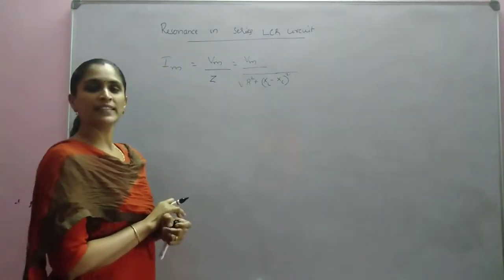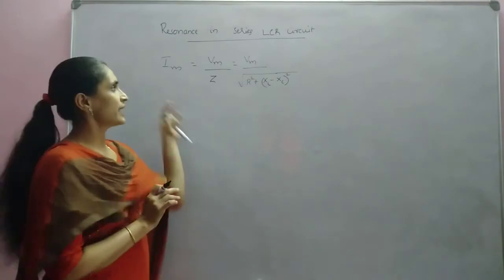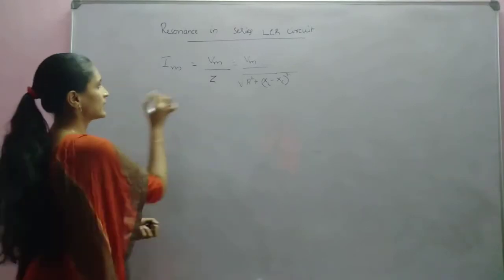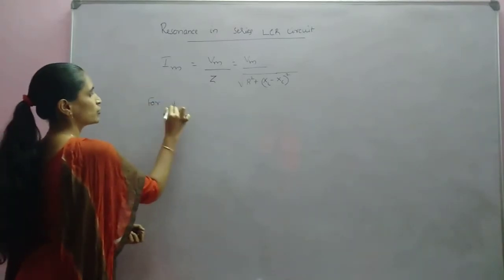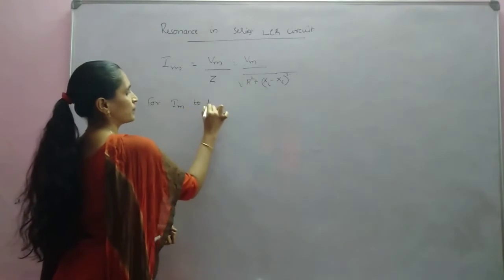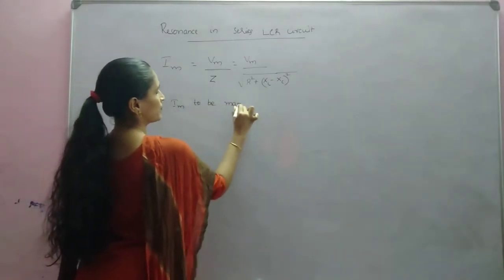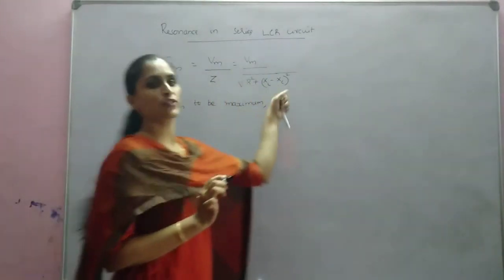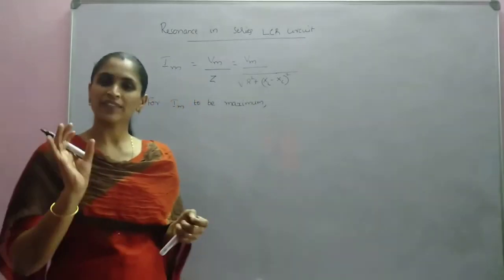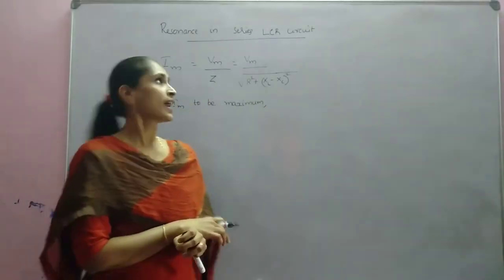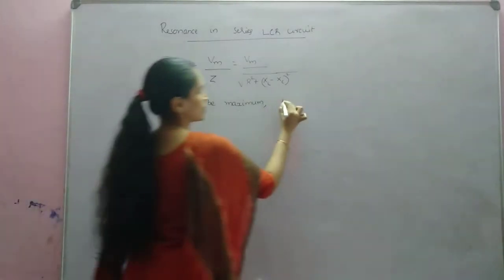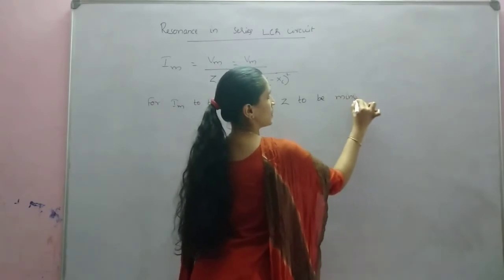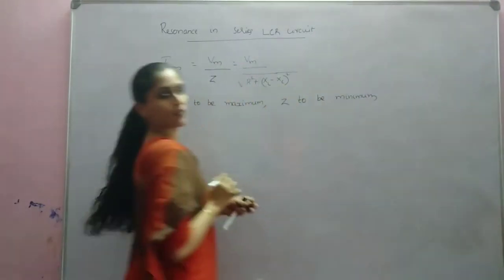So here, when will this current be maximum? We have written Im as Vm by this. For the current to be maximum, what is the condition? For Im to be maximum, Vm is already a peak value, so the denominator should be minimum, no? If the denominator has a very small value, in that case we can say that Im is maximum. For Z to be minimum, what is the condition?